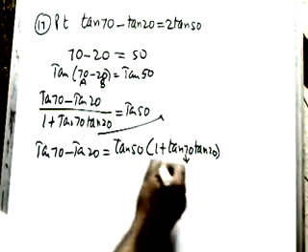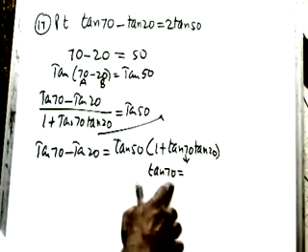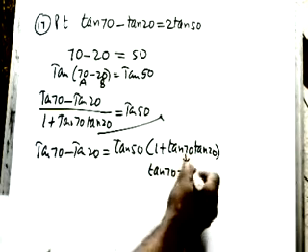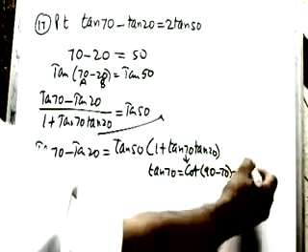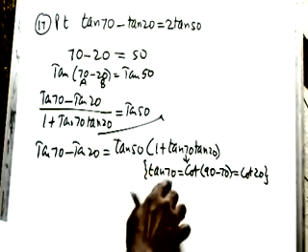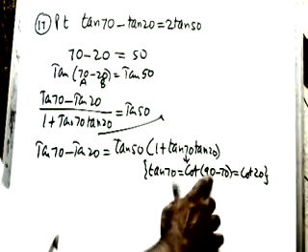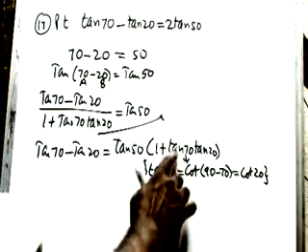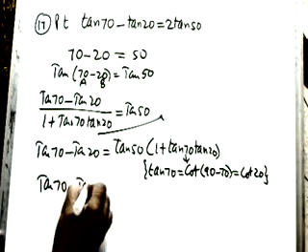Now let me change one of these. Tan 70 can be written as tan theta. Let me change it into cot. Tan theta is cot of 90 minus theta. So 90 minus 70 is 20. So we can keep here cot 20.